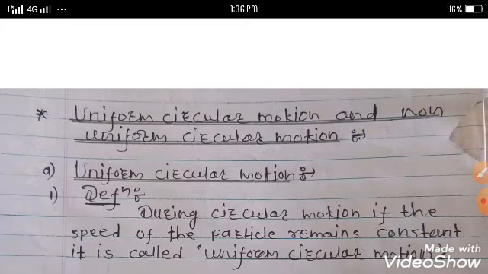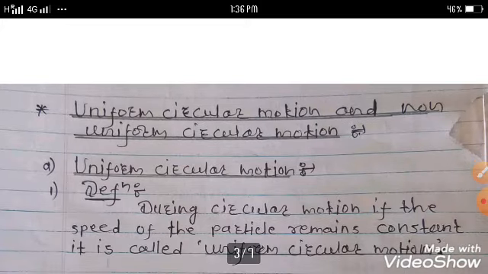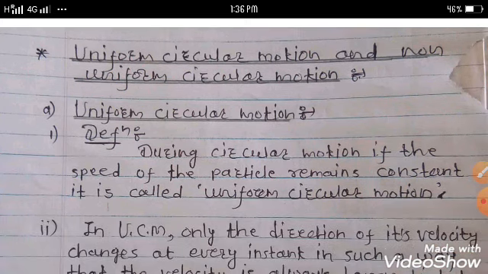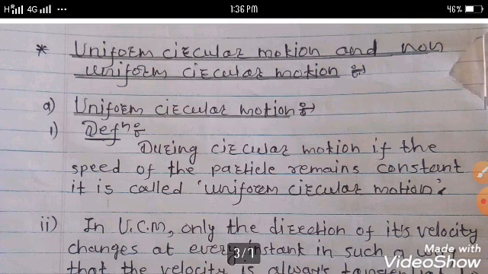Next topic, we can discuss uniform circular motion and non-uniform circular motion. First, we discuss uniform circular motion. Definition: during circular motion, if the speed of the particle remains constant, it is called uniform circular motion.